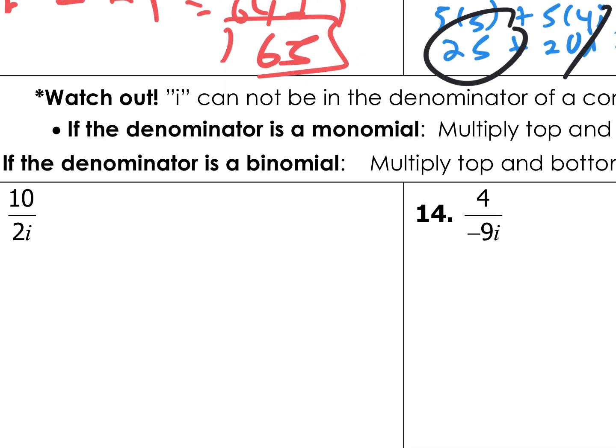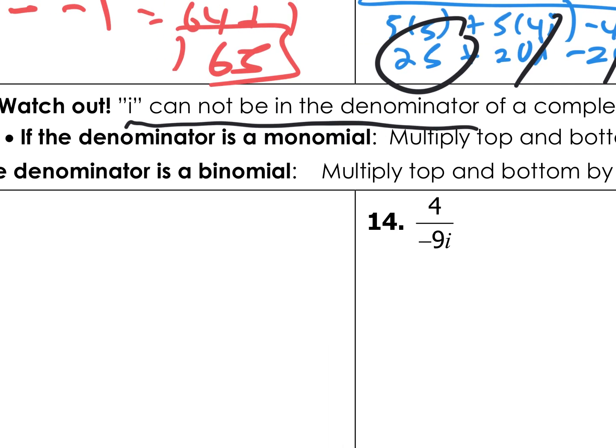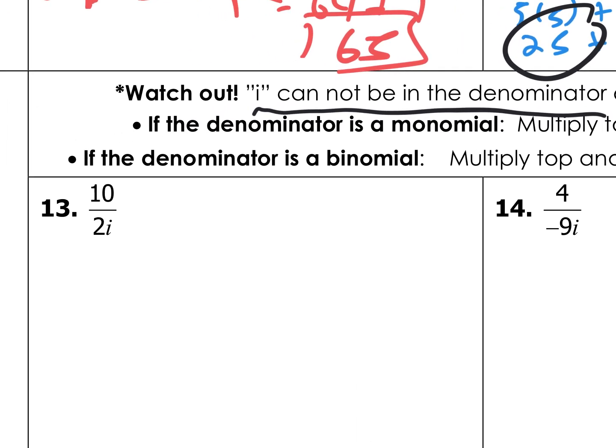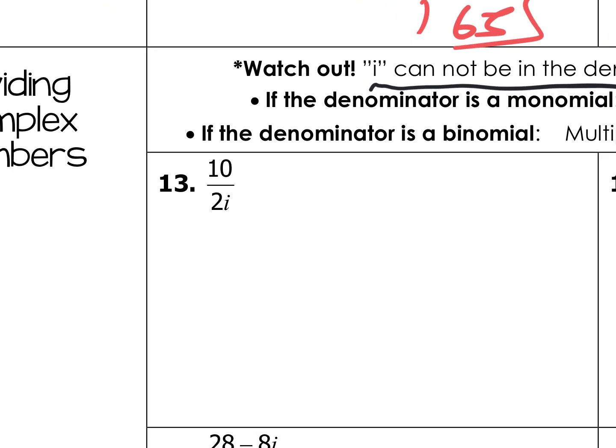Watch out. I cannot be in the denominator of a complex number. I wonder who said that. Some old white man, 400 years ago, said you're not allowed to leave the i down there.